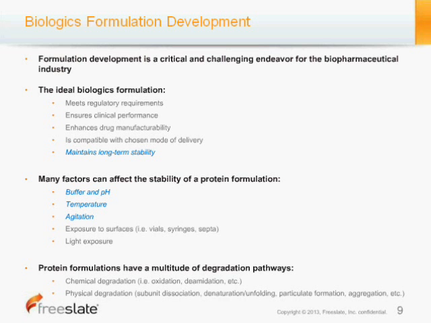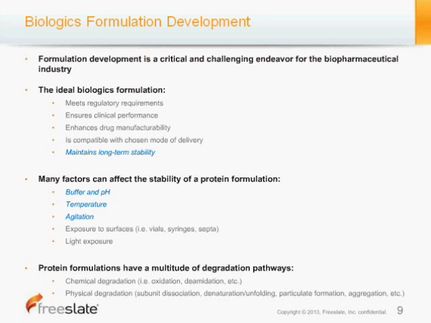And as far as the long-term stability, we know that there are different factors that can affect that of a protein formulation, specifically pH and buffer. And then there's also sort of stressing conditions such as temperature and agitation and the like. And naturally there's other issues, exposure to surfaces and light exposure and things like that. And then here I've just highlighted that normally protein formulations have a multitude of different degradation pathways. So this is the way that we basically are able to discern which formulations are performing better than others.